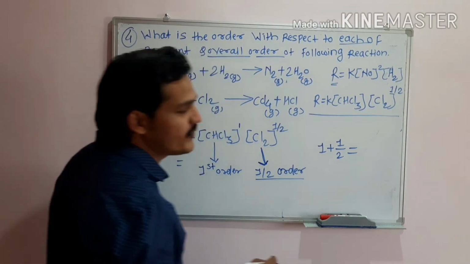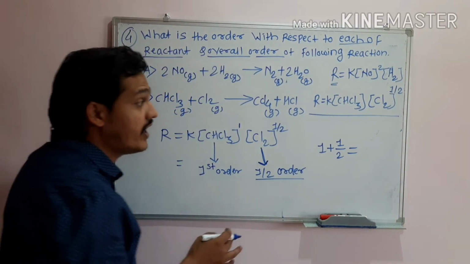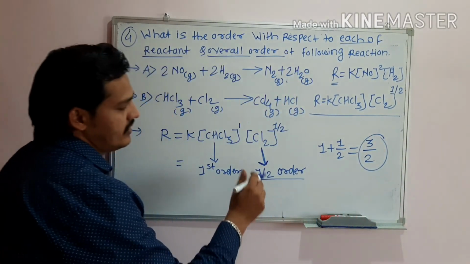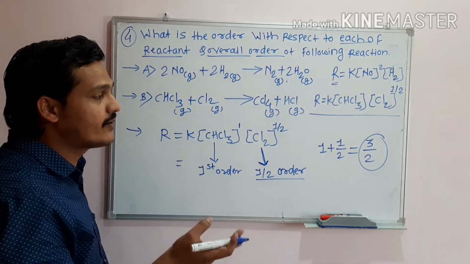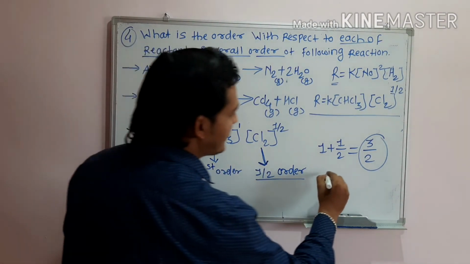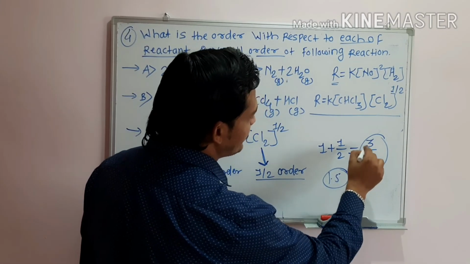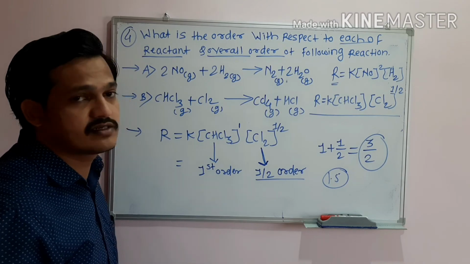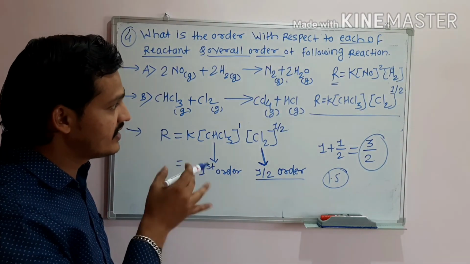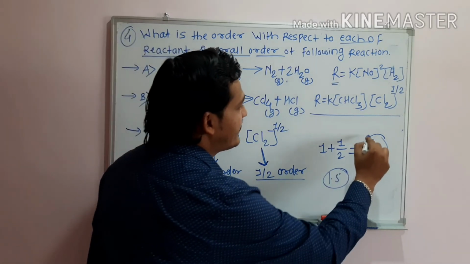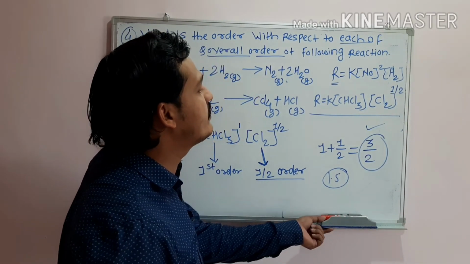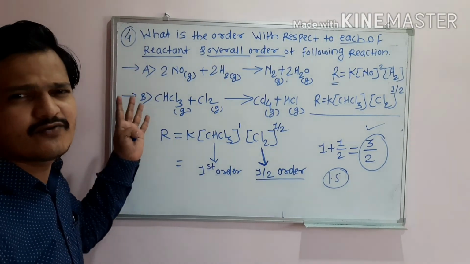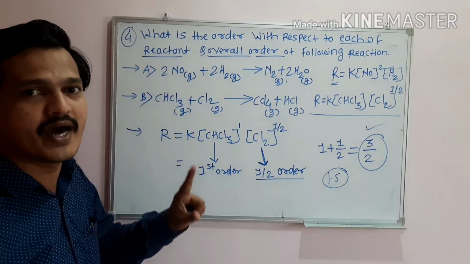That is 1.5, but I am not writing it in that way, so we have to write 3 by 2. एक अधिक अर्धा म्हणजे दीड झालं, but you don't have rights to write like this 1.5. You just have to write 3 by 2. You already know because you have balanced equations in the redox reaction chapter last year. So we write like this. This is 3 by 2 order. Overall order will be 3 by 2. So this is a really very easy numerical for 1 mark.